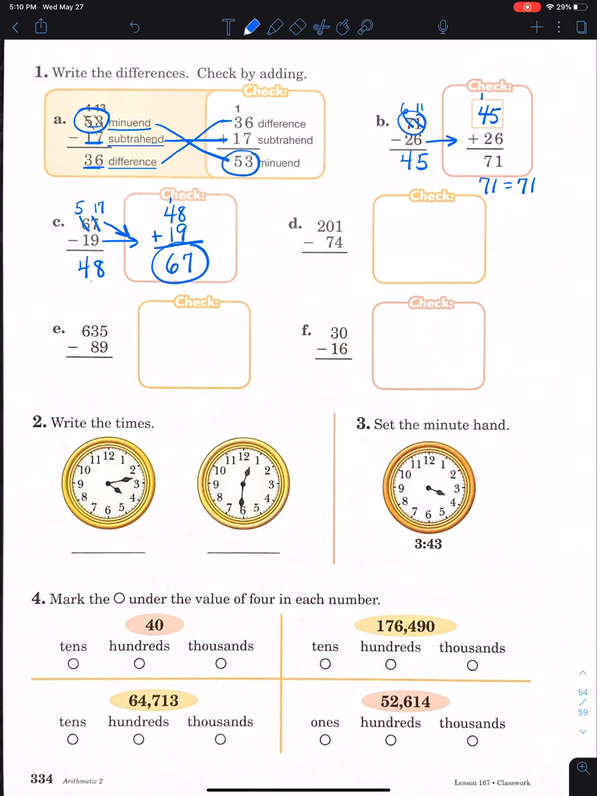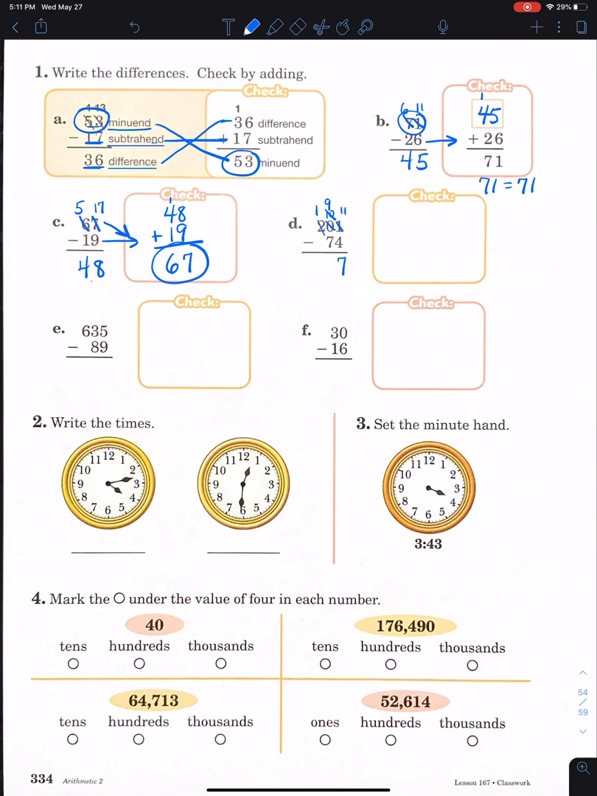Let's do D. 201 minus 74. Well, we cannot take 4 away from 1. We have to come all the way over to this 2. Borrow that. Make this a 10. But now we have to borrow from it, so we make it a 9. And the 1 becomes an 11.